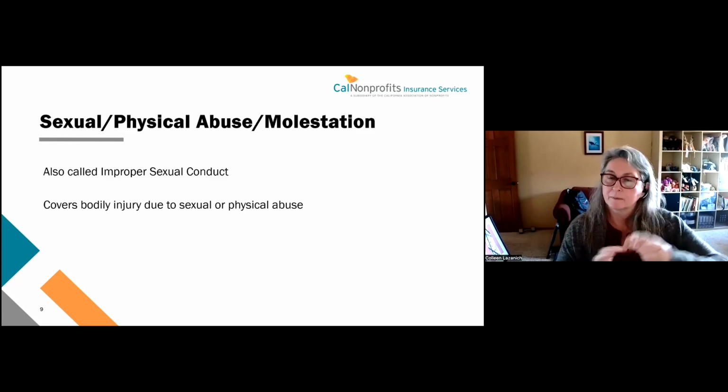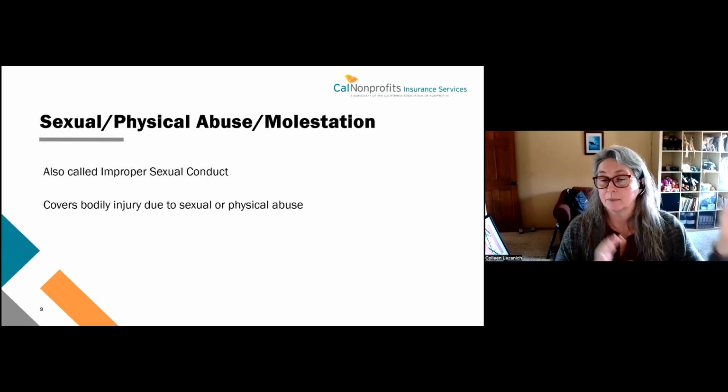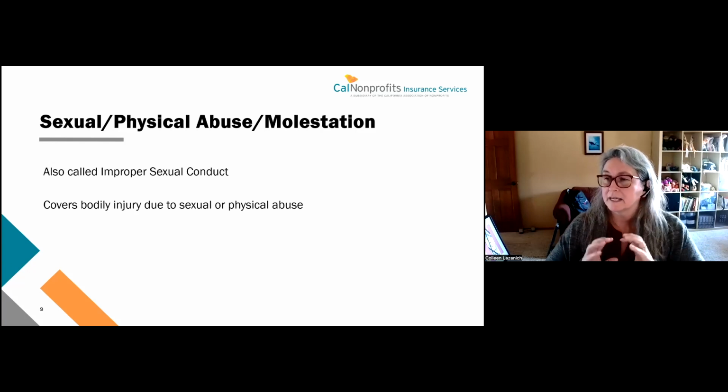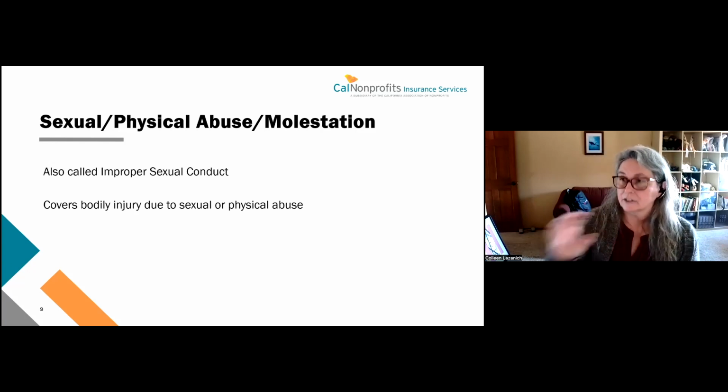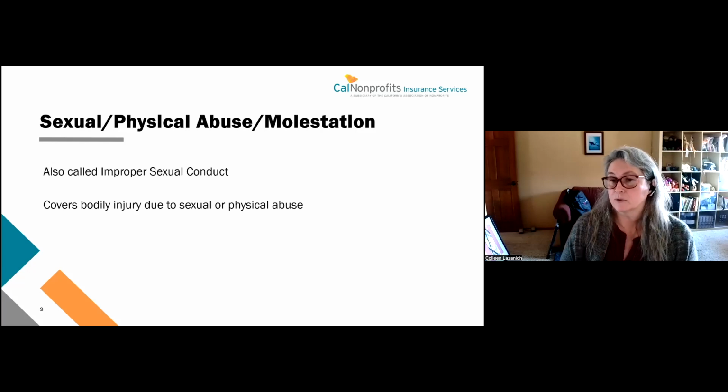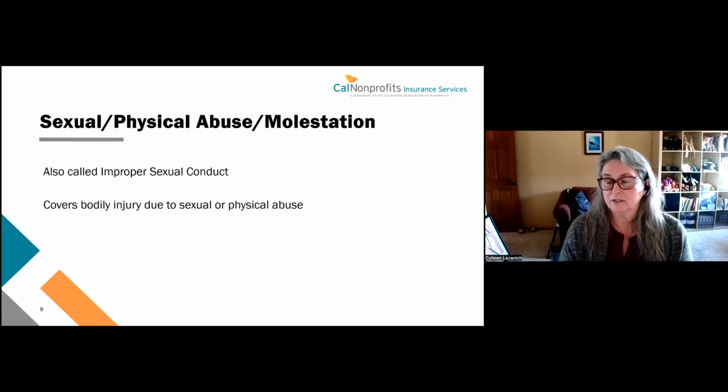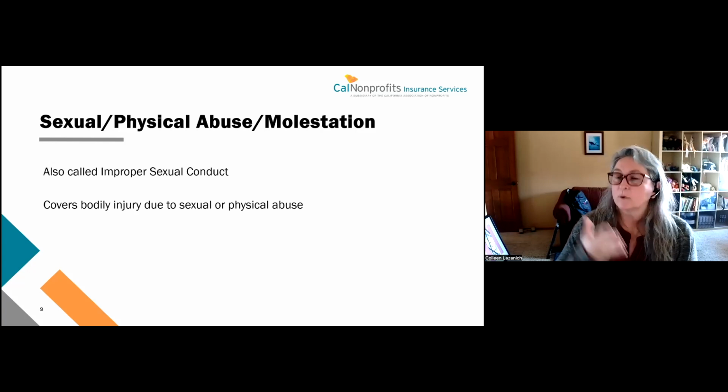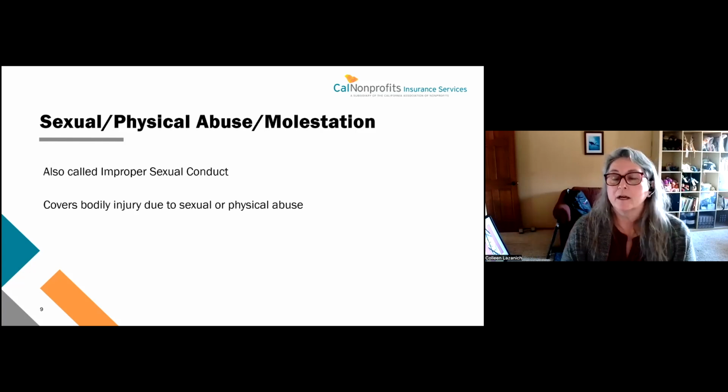The general liability policy is going to exclude intentional acts, and usually this type of injury is considered an intentional act. So this gives back some protection for the organization for those types of claims that would fall under that intentional acts exclusion, but will fall within the definition of the policy.